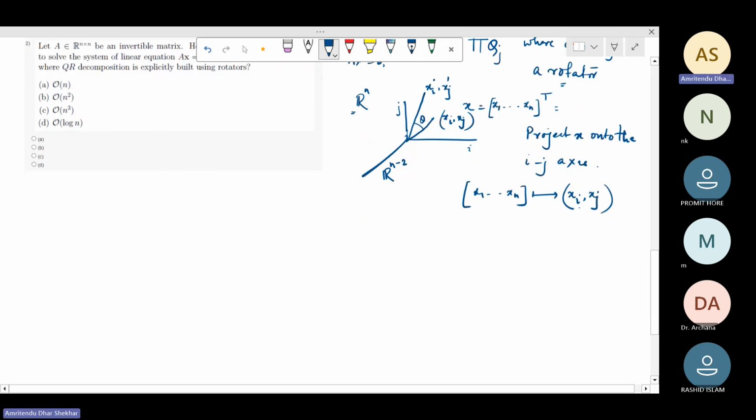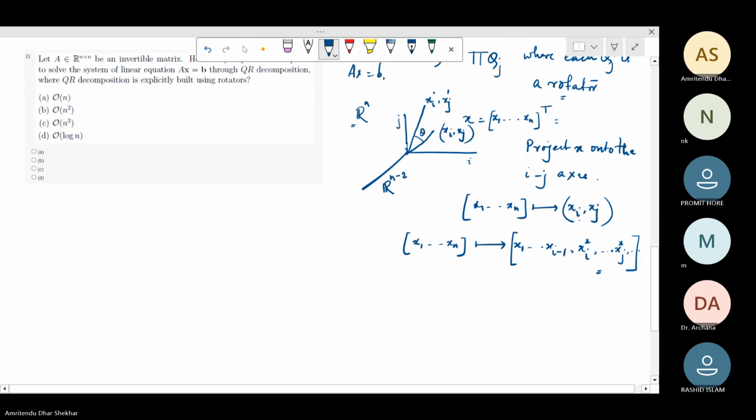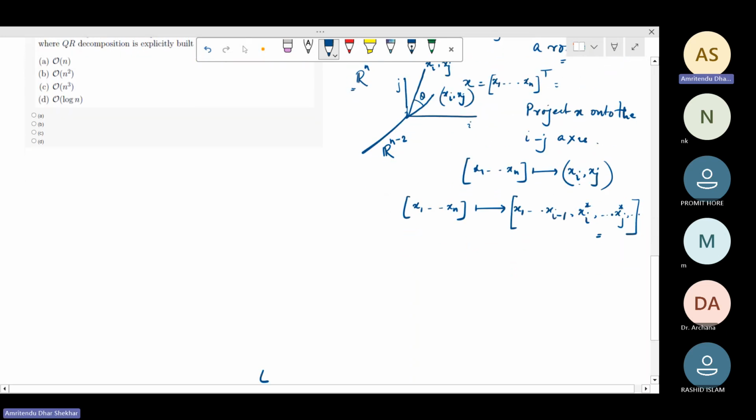So the effect of applying this transformation is as follows. This x1 up to xn now goes to, so x1 up to xi minus 1 remains invariant. Xi changes to some xi star. Then the other guys remain invariant. Xj changes to some xj star. And again, the other guys remain invariant.